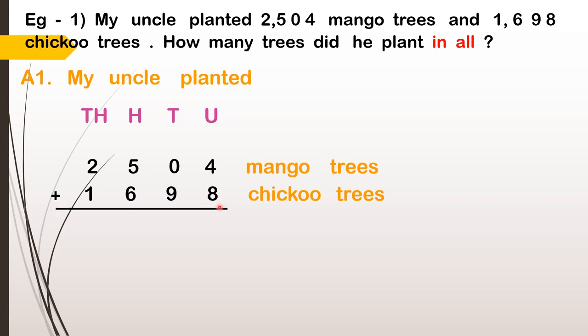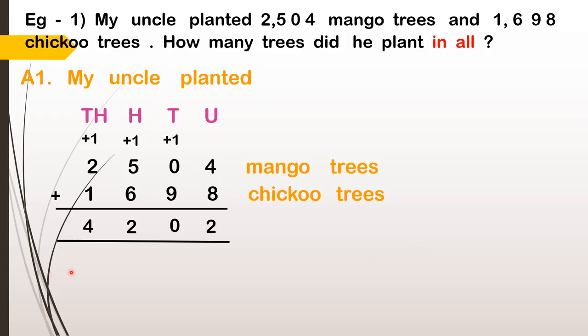4 plus 8 is 12. So 2 here, 1 carried over. 1 plus 9 is 10. So 0 in the tens place, 1 in the hundreds place. Children, I hope you remember addition sums. Now 5 plus 6 gives me 11, plus 1 is 12. So 2 in the hundreds place, I carry over 1. So 2 plus 1 gives me 3. 4,202.